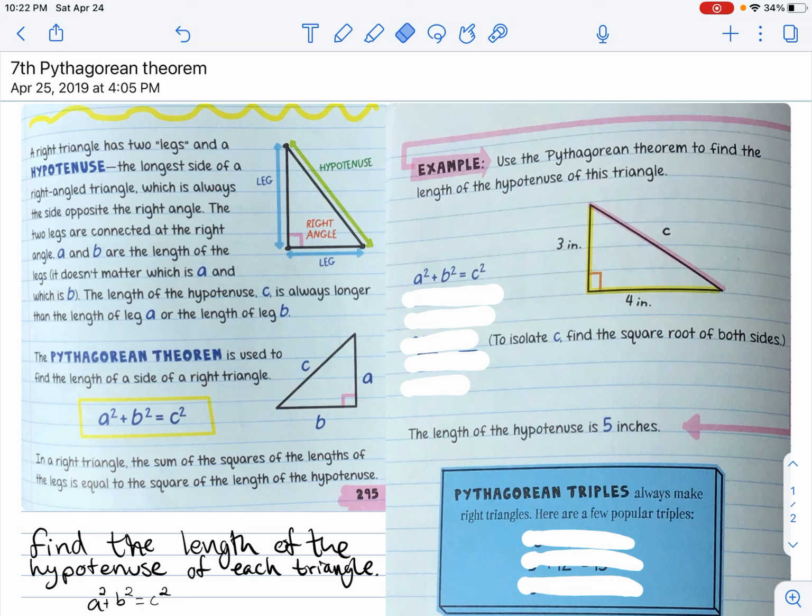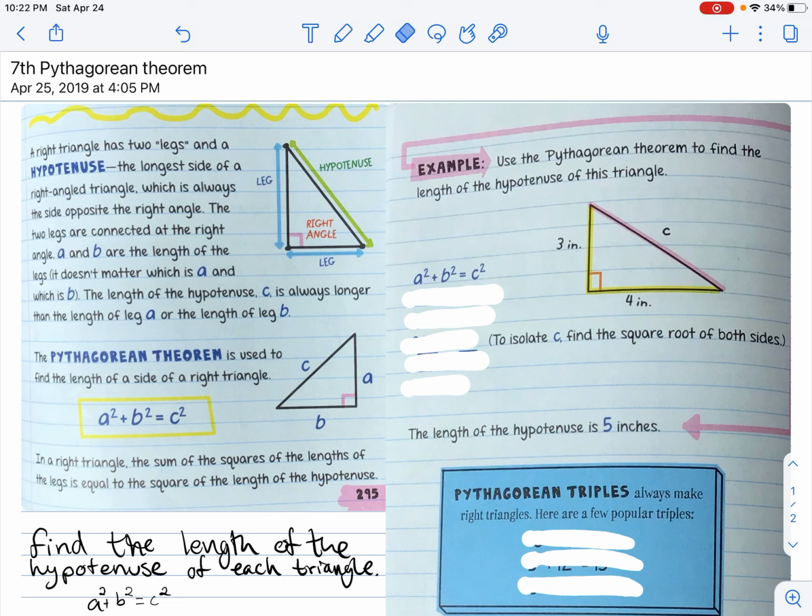Okay, so the Pythagorean theorem states that in order to find the hypotenuse, you use a squared plus b squared equals c squared. A being one leg, b being your second leg, and c being your hypotenuse. Okay, so that's the formula. On any right triangle, this will work.